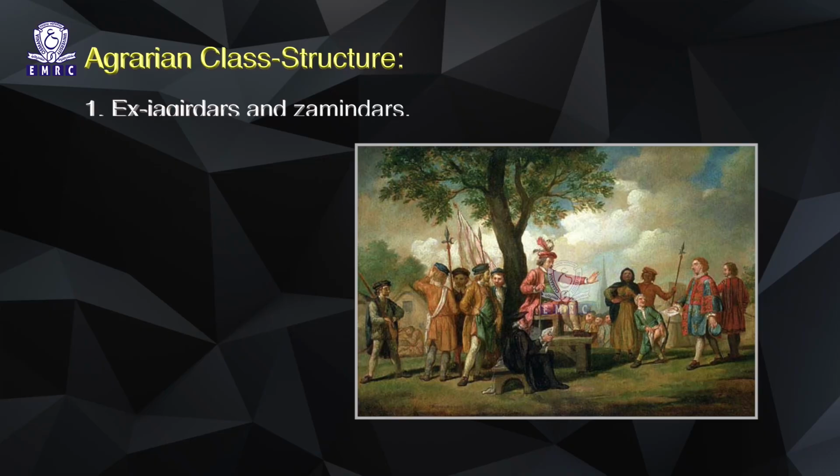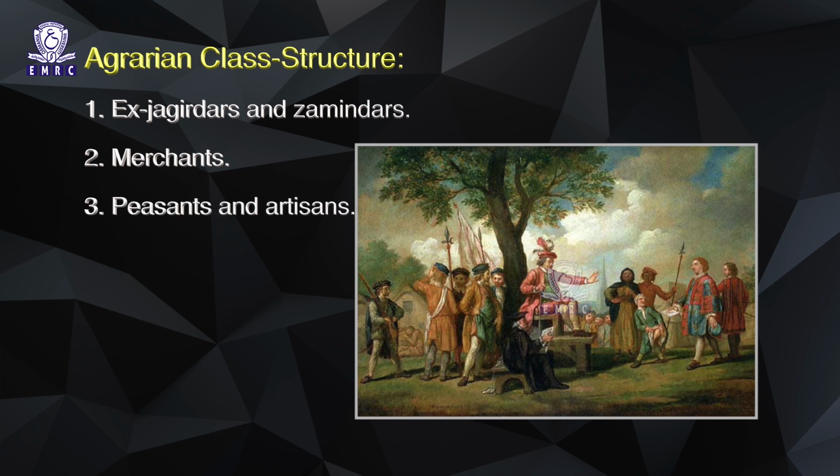Emerging agrarian class structure. When we discuss this, the emerging class structure shows four main class groups. They are ex-jagirdars and zamindars. Secondly, the merchants. Thirdly, peasants and artisans. And fourthly, the agricultural and manual labourers. These classes constitute a hierarchy with the labourers at the bottom and the ex-landlords at the top.